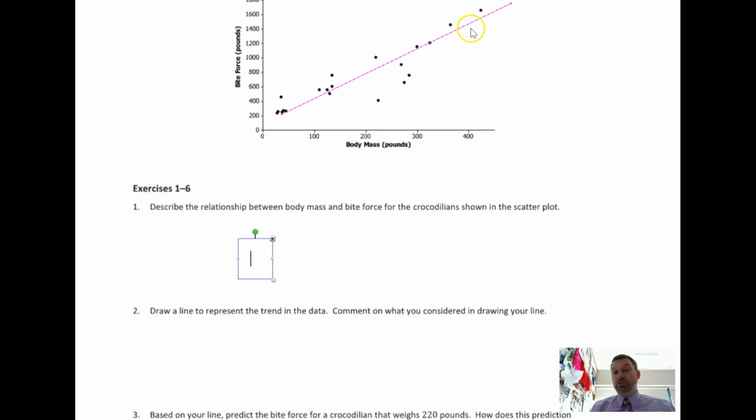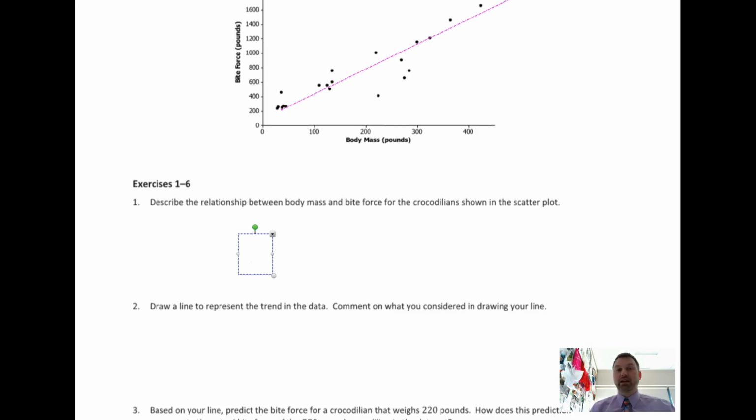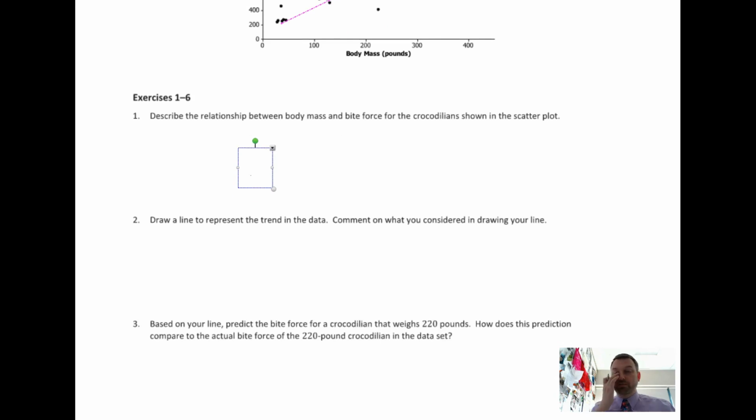Well, I just made sure that some of the points are on the line, some points are above it, some points below it. And that's usually a good indicator that the line you drew is a line of best fit, or sometimes called the line of prediction. Okay, so it says, based on your line, predict the bite force for a crocodilian that weighs 220 pounds. How does this prediction compare to the actual bite force of the 220-pound crocodilian in the data set?